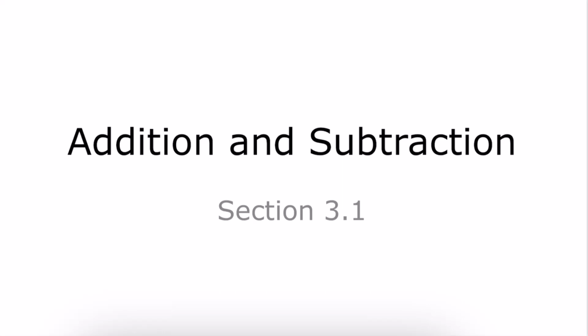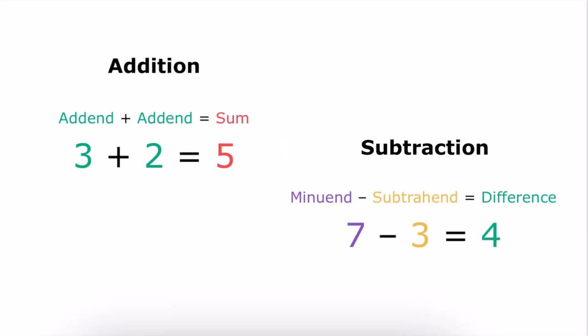Hi everybody, in this video we're going to talk about the models that we can use to help students understand addition and subtraction. So let's just do a little bit of vocabulary to start off. When you're doing an addition problem, the name of the two parts that are being added together are addends. And when you add the two addends together, you end up with the sum. So the sum is basically the result of an addition problem.